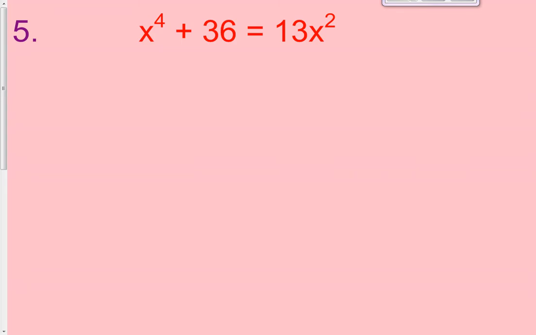You guys pause the video. Try number 5 on your own. First, you got to get it to equal 0. So x to the fourth minus 13x squared plus 36 equals 0. Hopefully you did that first.